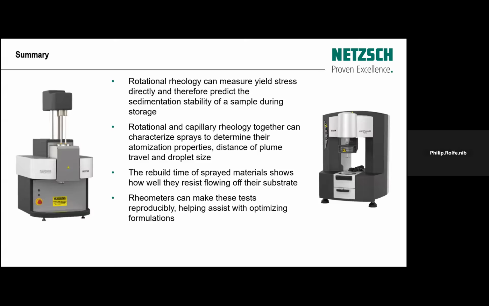So we can use rotational rheology to measure the yield stress directly and predict the sedimentation stability of a sample during storage. We can use rotational and capillary together to characterize the sprayability, determine the atomization, distance of plume travel, and droplet size. You can look at the rebuild time with a rheometer to show how well it's going to resist flowing off the substrate. You can also look at surface tension to see if it's going to wet out the substrate well. So rheology really can help you with formulating a good spray, and it can make the test reproducibly, helping with formulation and the processing.